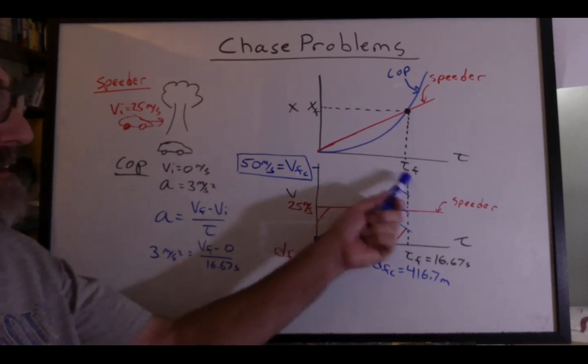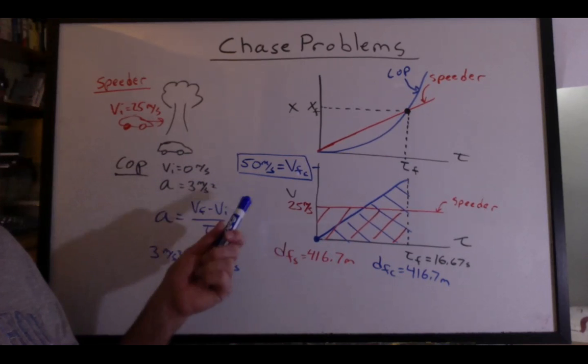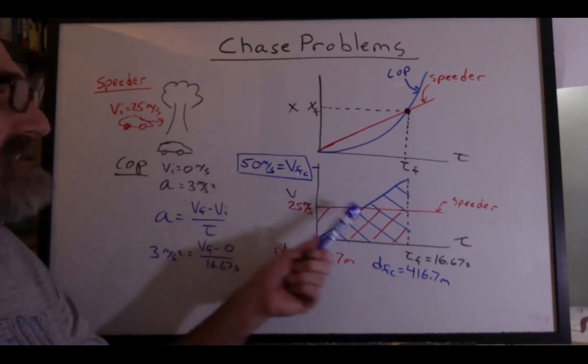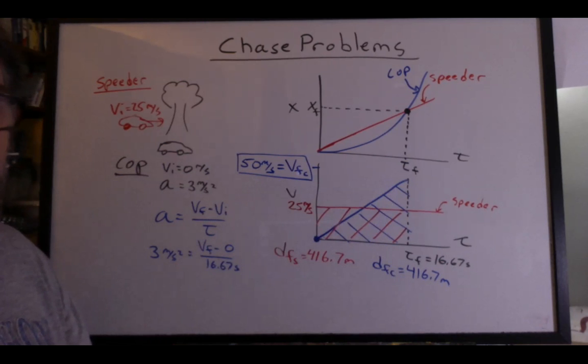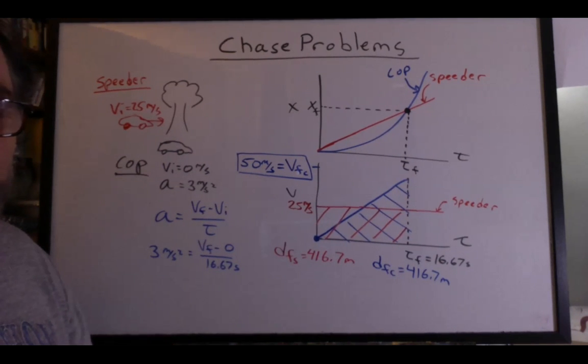We have symmetry here. Well, this is a theoretical situation. Cops won't pull a speeder over when the cop is going twice as fast as the speeder. So in real life, things will work out differently.